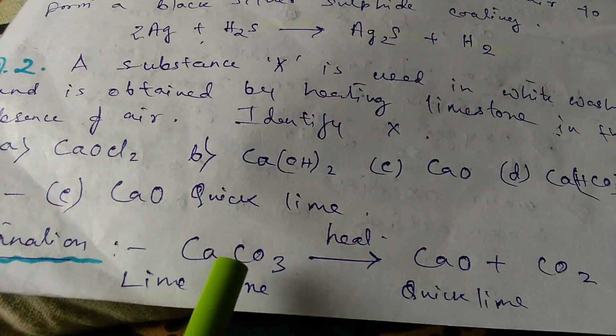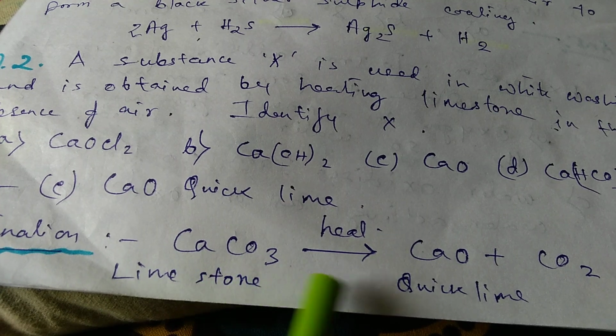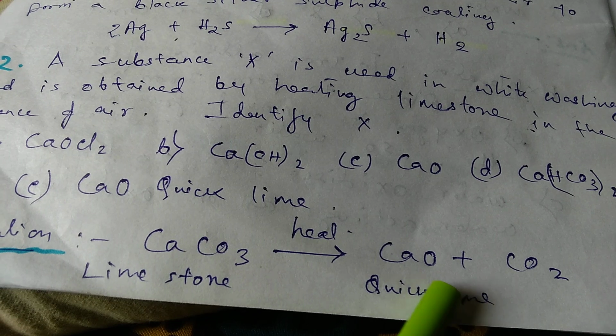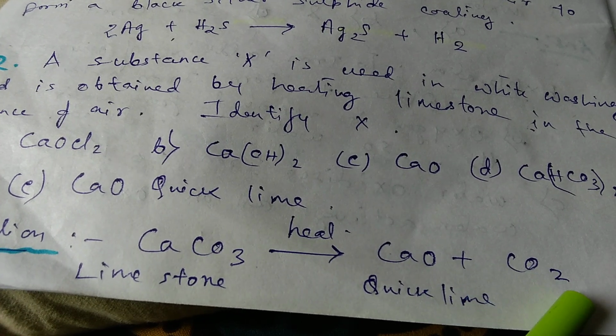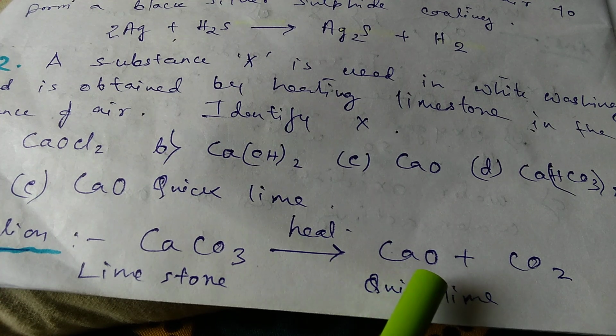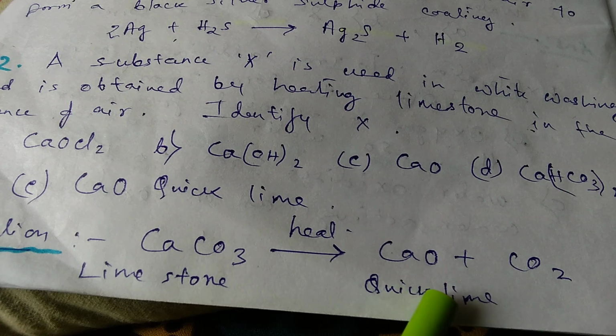Okay, why? Because on heating calcium carbonate or limestone in absence of air, calcium carbonate decomposes to form quicklime, calcium oxide, and carbon dioxide. Okay, this quicklime is actually used for whitewashing. That means the substance X is quicklime or calcium oxide.